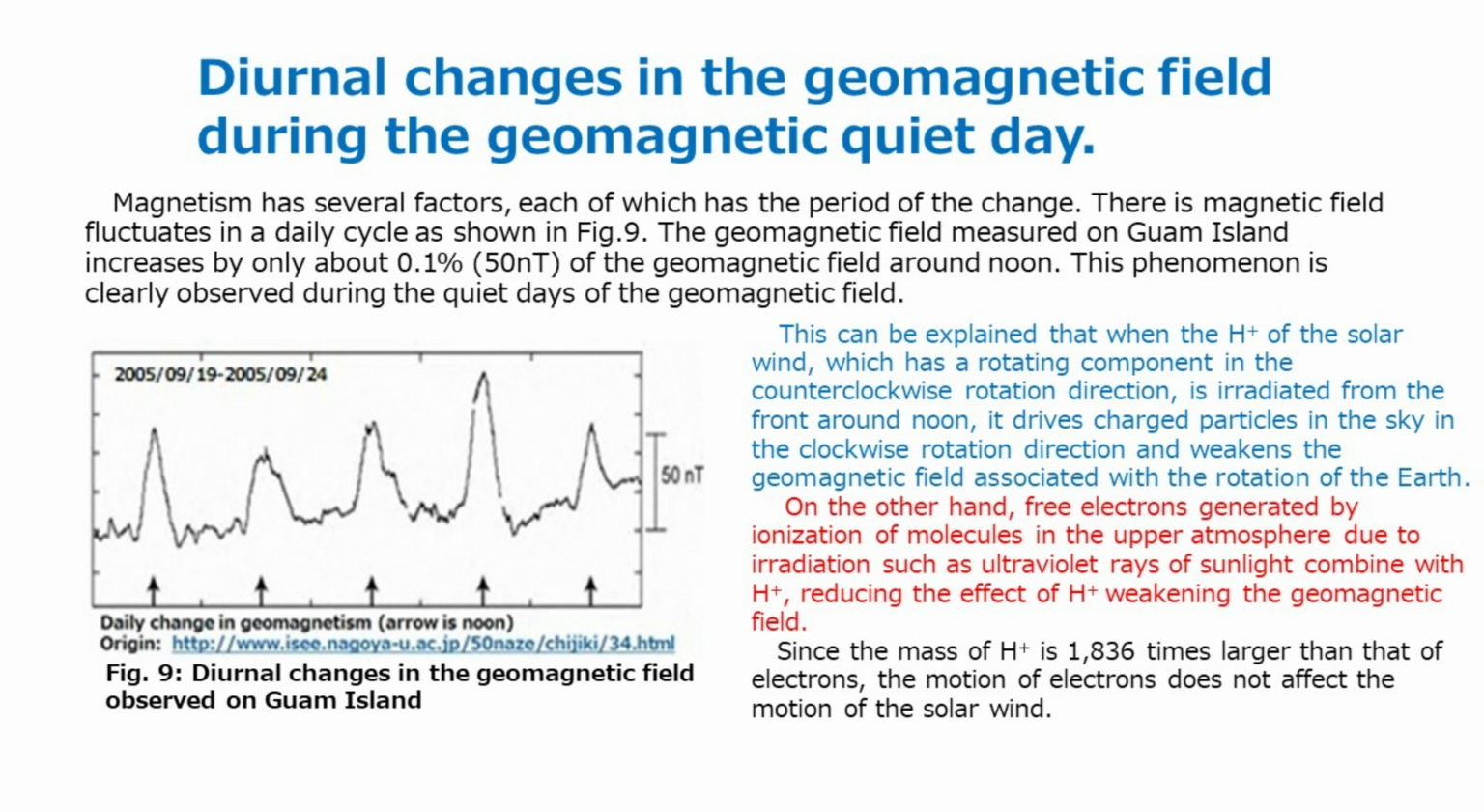This can be explained in that when the H+ of the solar wind, which has a rotating component in the counterclockwise direction, is irradiated from the front around noon, it drives charged particles in the sky in the clockwise rotation direction and weakens the geomagnetic field associated with the rotation of the Earth. On the other hand, free electrons generated by ionization of molecules in the upper atmosphere due to irradiation such as ultraviolet rays of sunlight combine with H+, reducing the effect of H+, weakening the geomagnetic field. Since the mass of H+ is 1,836 times larger than that of electrons, the motion of electrons does not affect the motion of the solar wind.